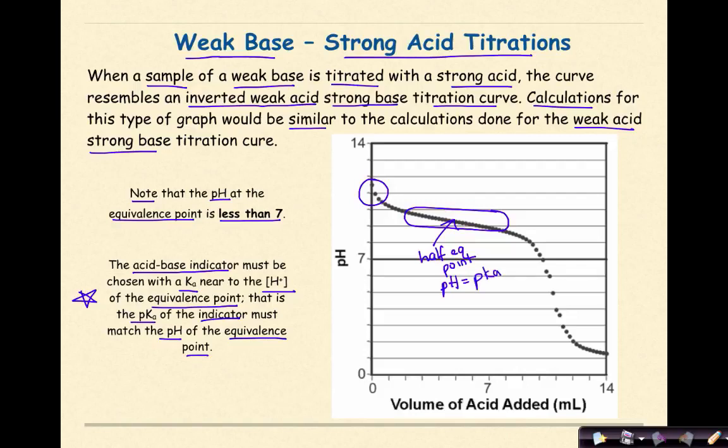And again, when you're looking for an indicator to mark this region, the pKa of the indicator must match the pH of the equivalence point, and we'll talk about that later in class and how you could see that in a problem. The equivalence point here is going to be below pH 7. We know at this point the moles of our acid are going to equal the moles of our base. And at the end, we're going to have a pH representative of a strong acid.